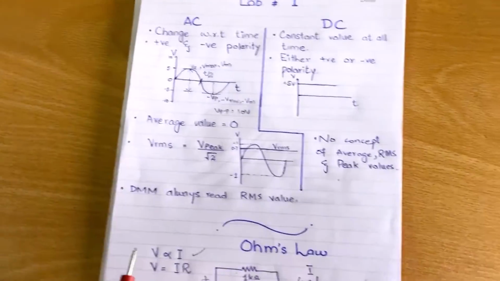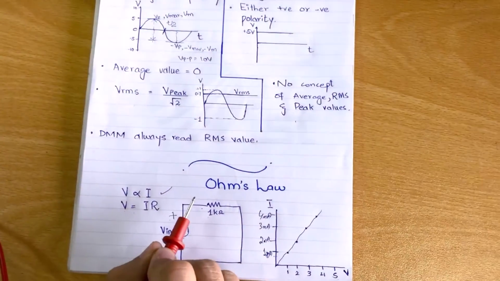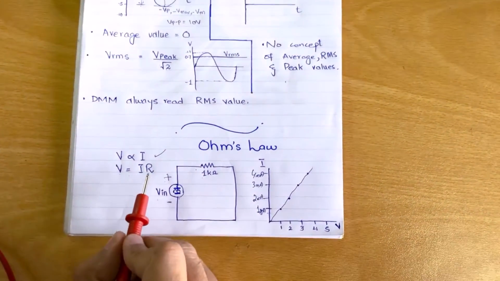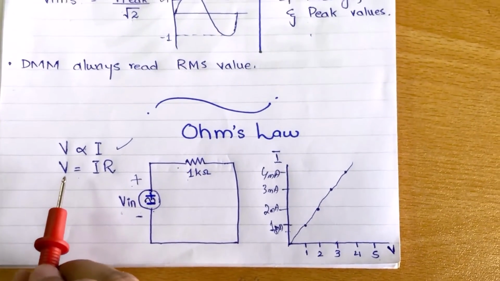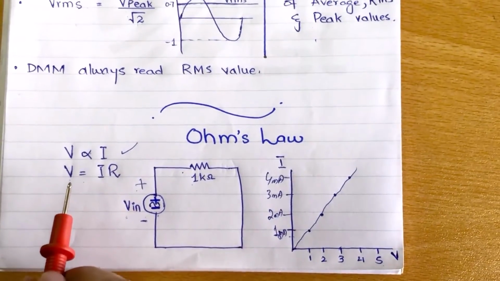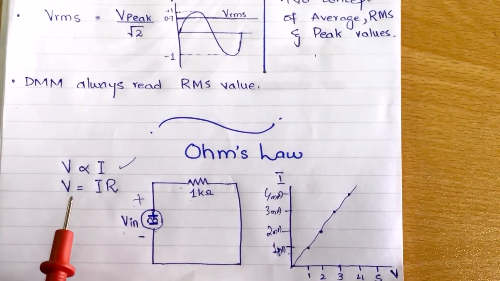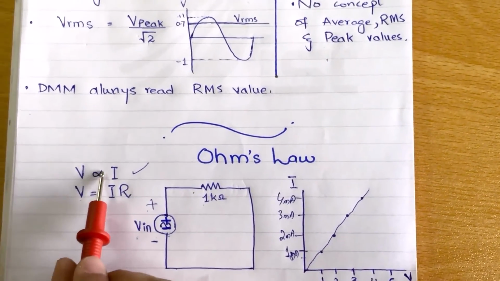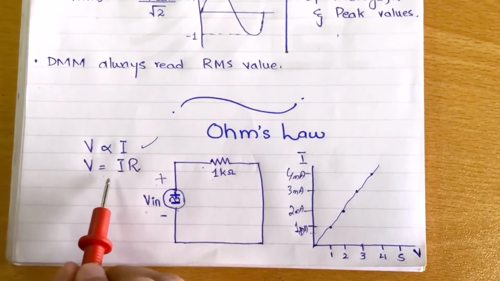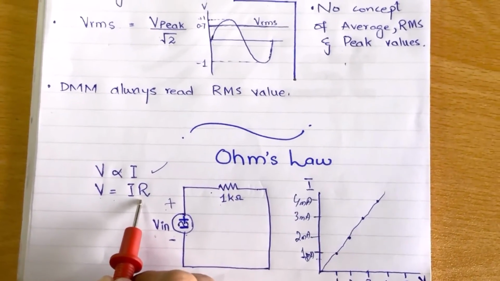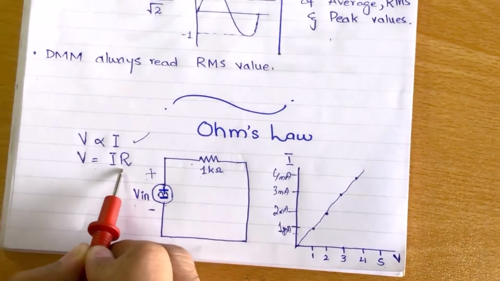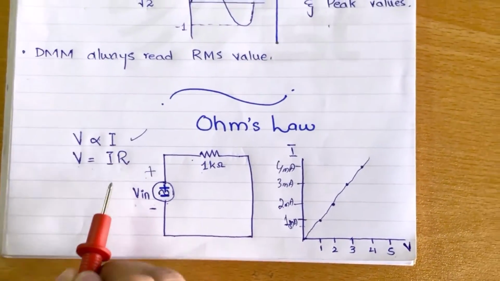Now we will come to Ohm's law. What is Ohm's law? Ohm's law states that the current passing through any conductor is directly proportional to the voltage applied to it. When we remove the proportionality, we have the constant R. R is the resistance of that conductor, which creates a hindrance in the flow of the current.